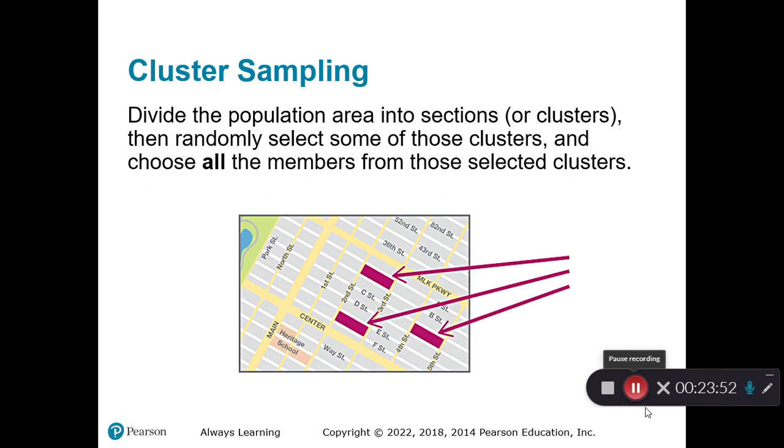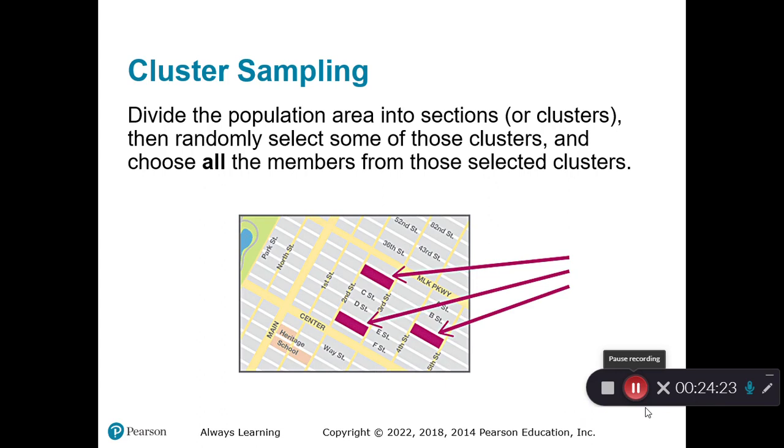So as you can see here in the graphic, this happens a lot with zip code sampling. Let's say we wanted to know something about people in Florida. Well, instead of having to send researchers into all parts of Florida, we could randomly select certain counties, or we could randomly select certain zip codes, and then we could send our research teams within those areas.